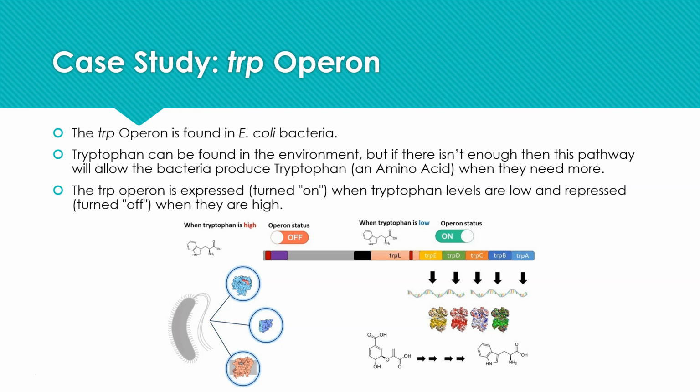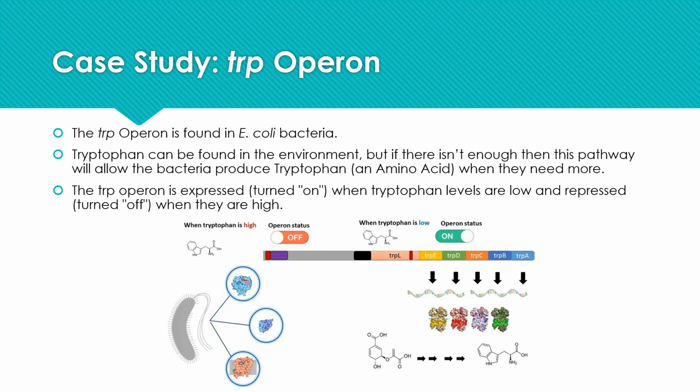Now, if the trp operon is expressed, so it's turned on, what this means is that the tryptophan levels are low, and so we need to turn on the operon and make more tryptophan. We make these specific proteins, and they work together to make tryptophan. On the other hand, if there is a lot of tryptophan already in the environment, we don't need to do this pathway. There's no point producing the things that will make tryptophan, because there's already plenty of it.